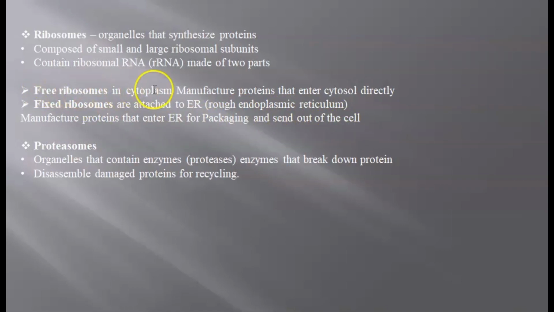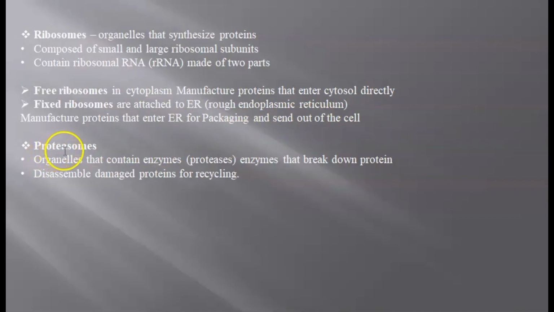While the free ribosome enters the cytosol, this one attaches itself to the endoplasmic reticulum. That's why we have smooth and rough. So the endoplasmic reticulum that has ribosomes attached becomes rough endoplasmic reticulum. It's for packaging, and the protein will be sent out of the cell.